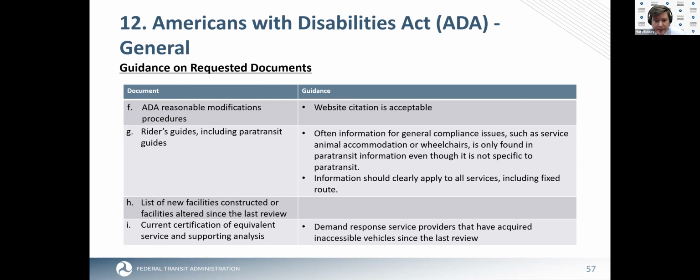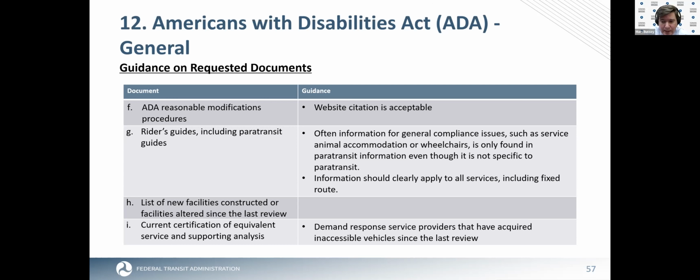Item H is a list of new facilities constructed or facilities altered since the last review. Your reviewer is going to want to make sure that any newly constructed or altered facilities were made accessible to the maximum extent possible.